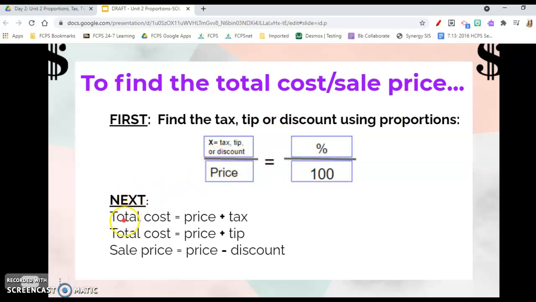And next, for your tax problems, you're going to add your price to the tax amount that you calculated. For your tip problems, you're going to add, hint, hint, add the original price and the tip amount that you calculated using this lovely proportion. And for sale price, you're just going to have the original price minus the discounted amount that you obviously found out using this proportion.